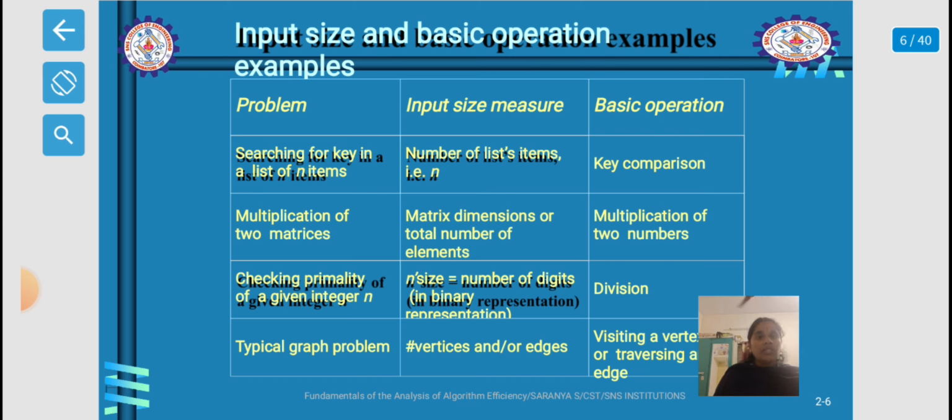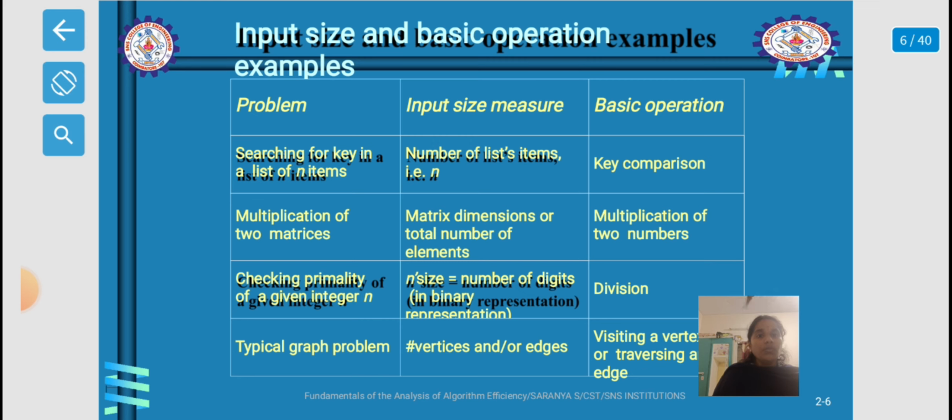Examples of input size and basic operations: the problem of searching for a key in a list of n items. The input size is measured by the number of list items, n. The basic operation is the key comparison. For the multiplication of two matrices, the input size is measured by the matrix dimension or total number of elements. The basic operation is the multiplication of two numbers.